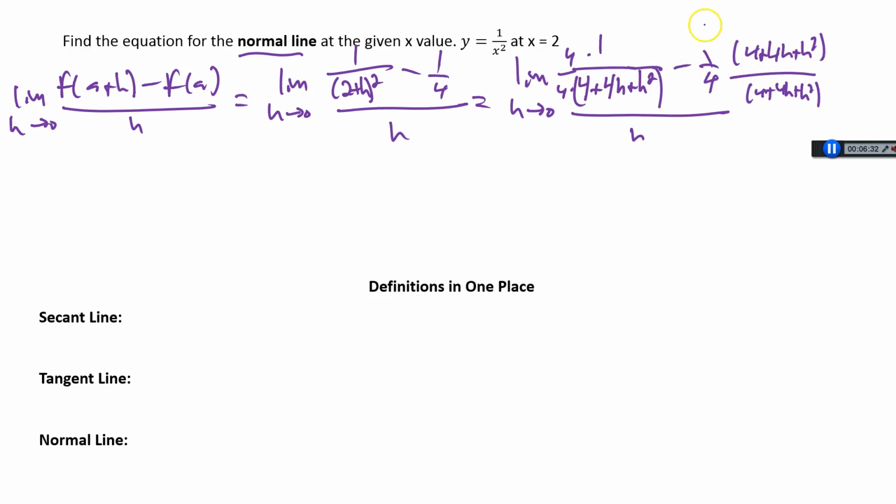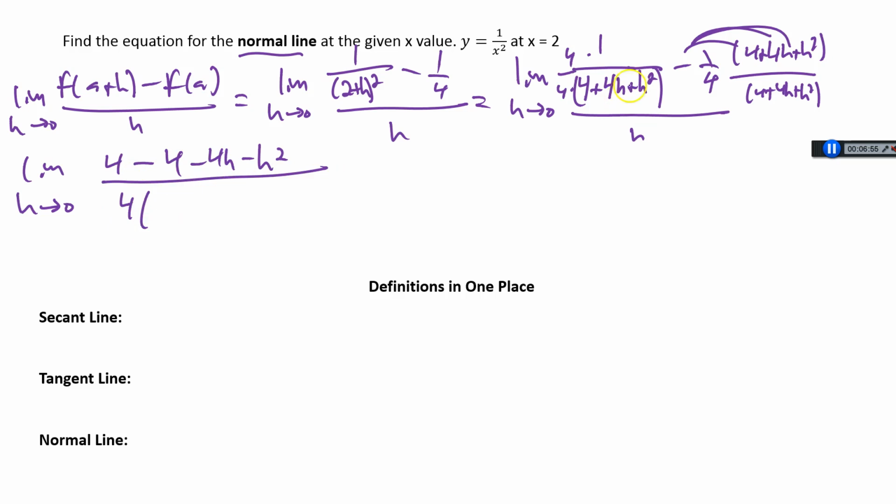So let's see what we have now. So on the top here, we have limit as h approaches 0. On the top, we have 4 minus 4 minus 4h minus h squared. Minus on all those because this negative distributes. And then, let's see here, 4 minus 4h minus h squared. Yep. And on the bottom, we have 4 times 4 plus 4h plus h squared. So the 4's cancel up here. We can take out an h, and let's see what we have. So looks like we have, oh, that's all divided by h. I was going to say, we're missing something.